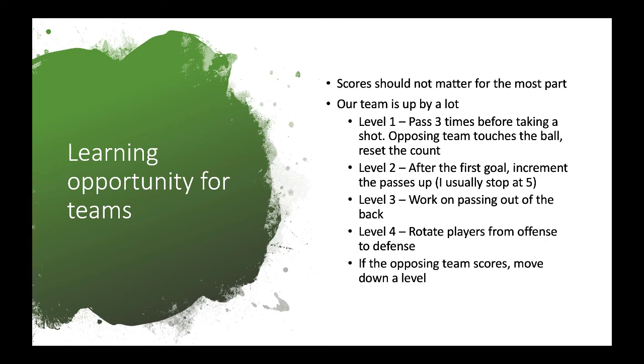If you do all of this, and the opposing team starts to score, you can start moving down levels, right? Don't just stay and rotate players and keep working on passing out of the back. If they start scoring a whole lot of goals, you move down levels. But again, you will naturally work to some level of equilibrium. Typically, if you go through these 4 levels, you're not going to be scoring goals, but they're going to be learning and they're going to be having a ton of fun.